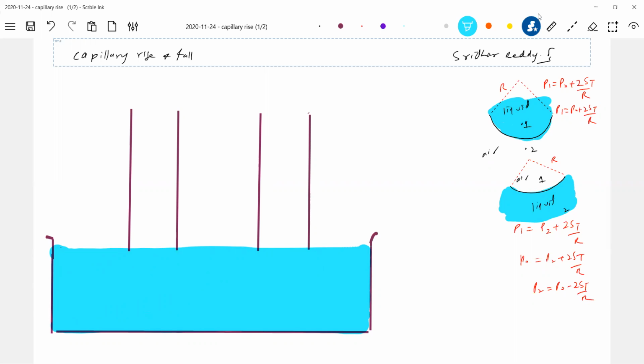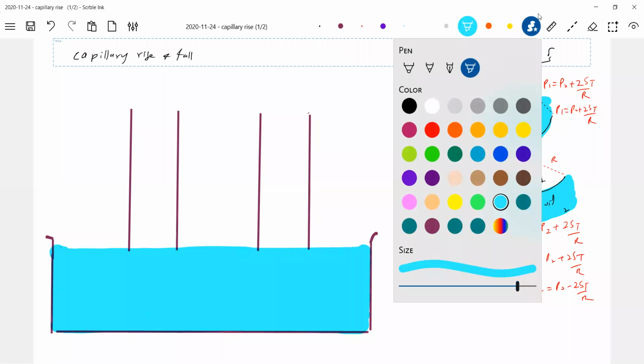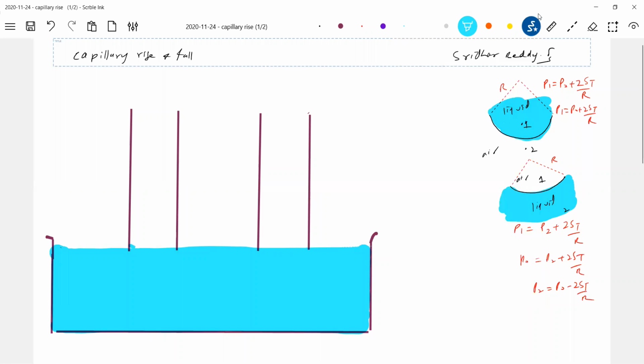Now, I brought a glass capillary tube. When the lower end of the capillary tube comes in contact with the level of water, because water will wet glass, we expect the meniscus to be like this. Agreed, all of you? We expect the meniscus to be like this.